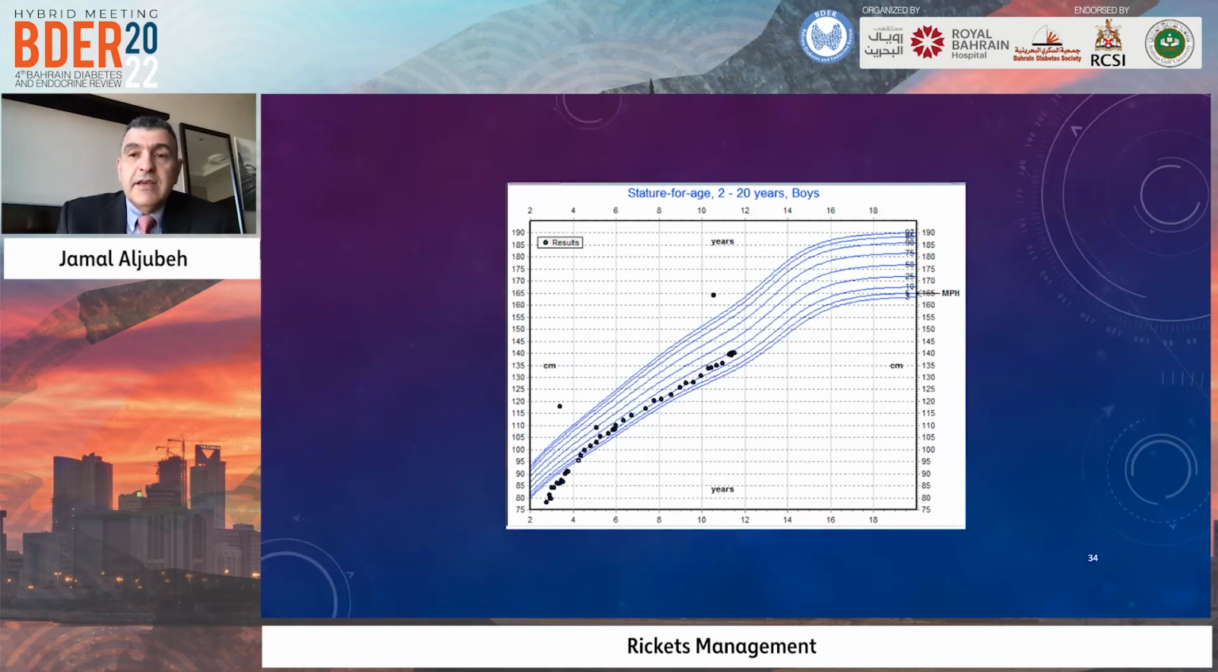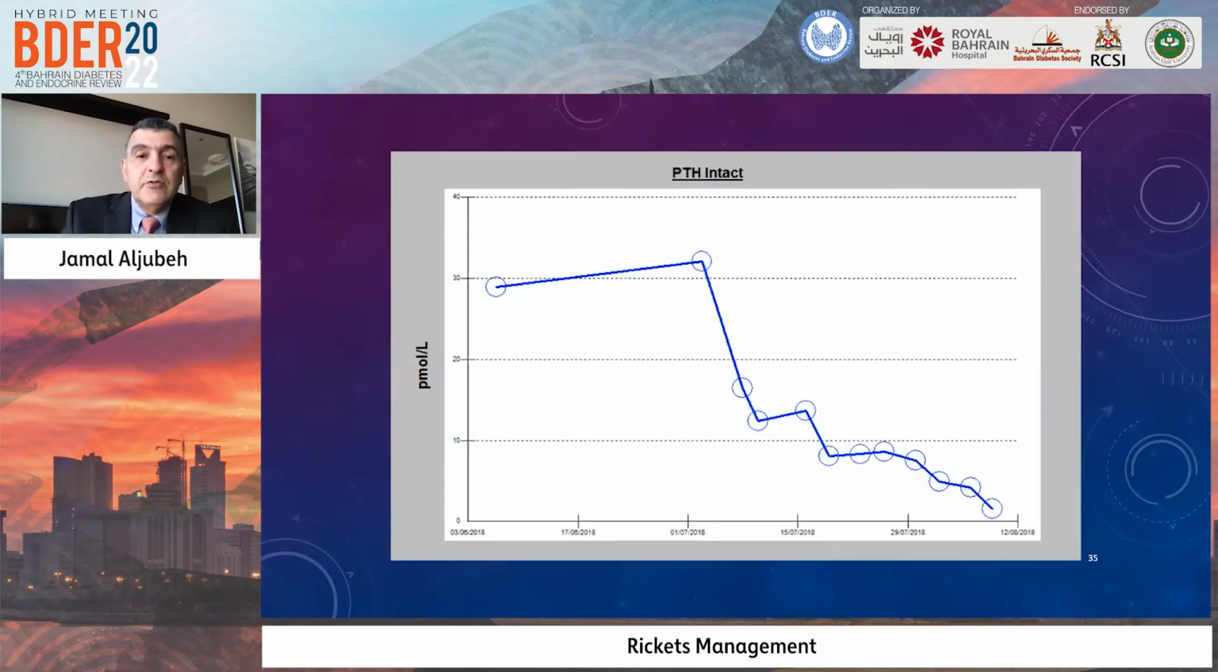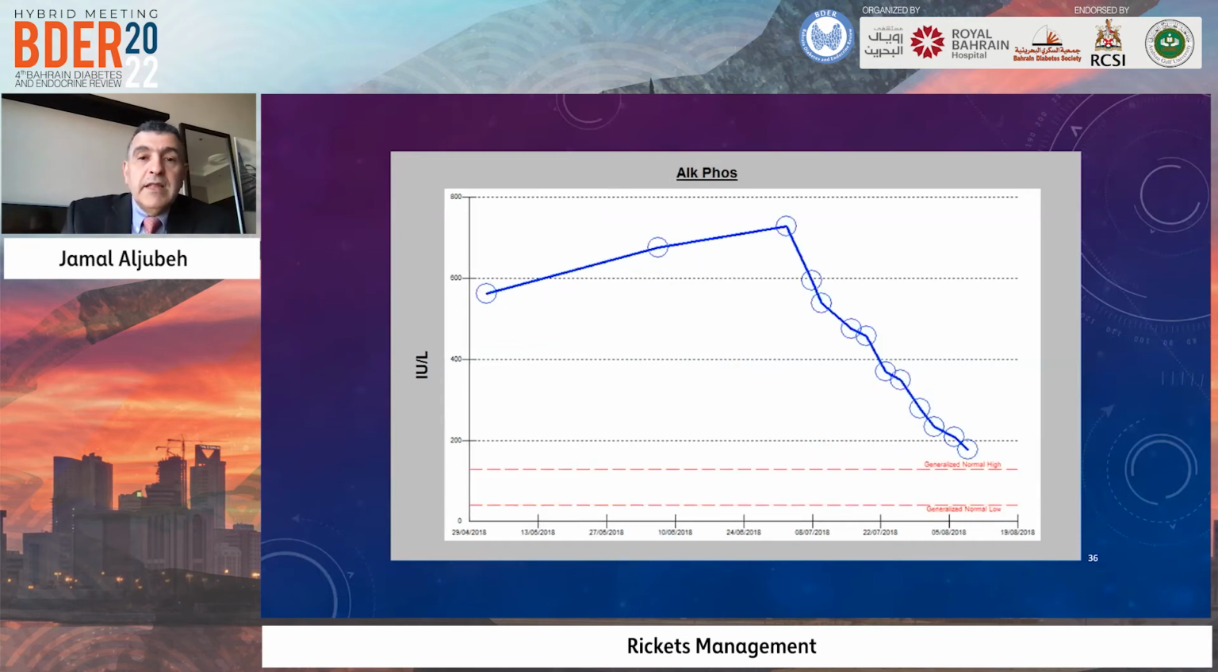And this is the growth curve for this patient, showing also significant improvement of the growth once we treated the underlying condition. We did not have to use growth hormone or any other modality to manage the growth. As you can see, when we put the patient on intravenous calcium, this gives you how the response is. So the PTH will drop gradually to the normal level. The alkaline phosphatase, which was rising before the intravenous treatment, also was responding to the treatment.